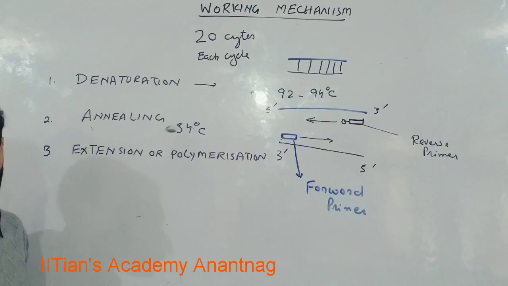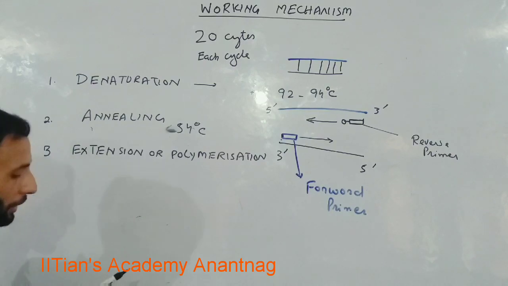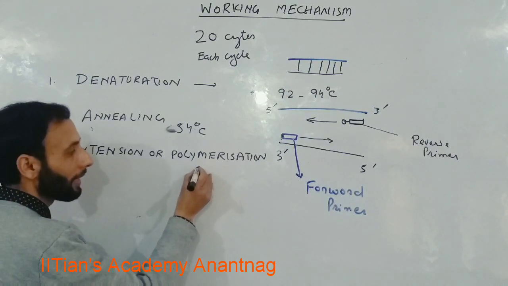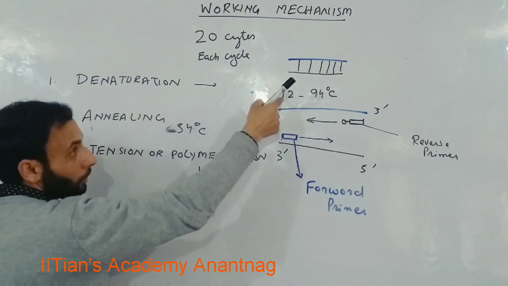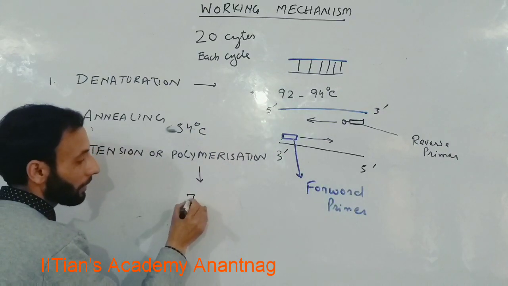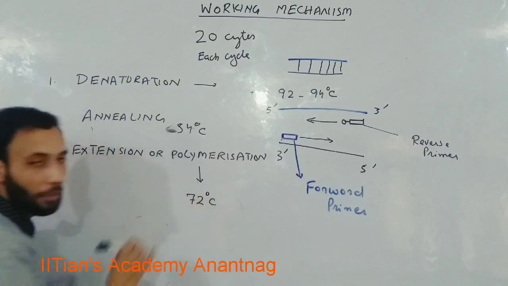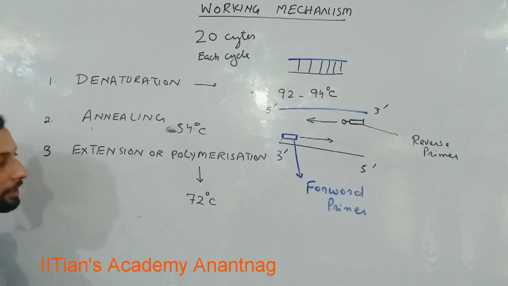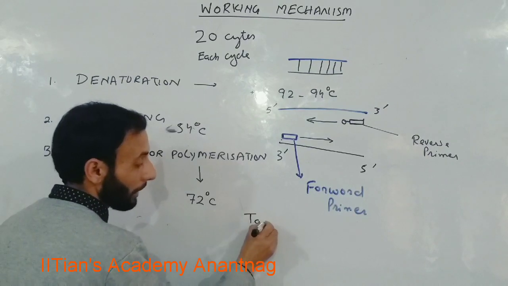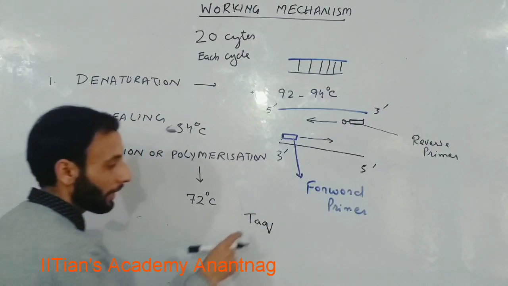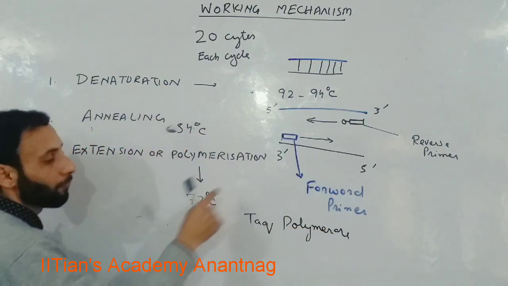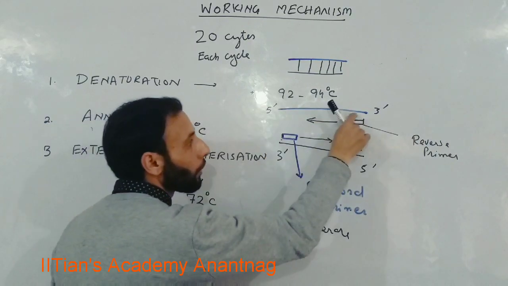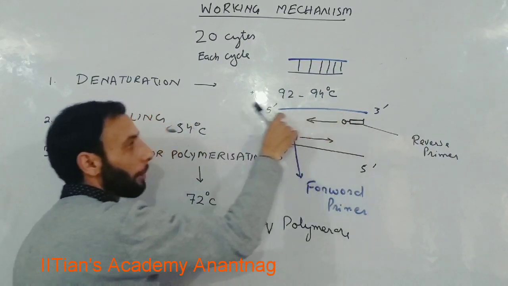The third and last step of polymerase chain reaction is the extension or polymerization. For this, the temperature is again slightly raised, not up to 92 degrees centigrade, but to some 72 degrees centigrade. At this temperature, the DNA polymerase commonly used for PCR, the Taq polymerase, will add the nucleotides according to the sequence present on each template strand.